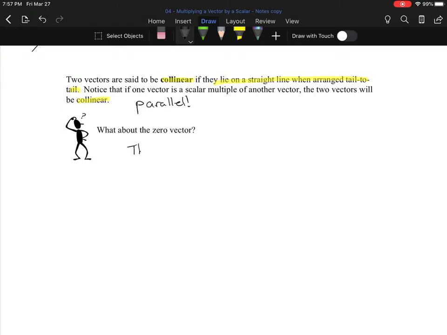And what about the zero vector? The zero vector, weirdly, is parallel. Sorry, not parallel. Collinear with all vectors.